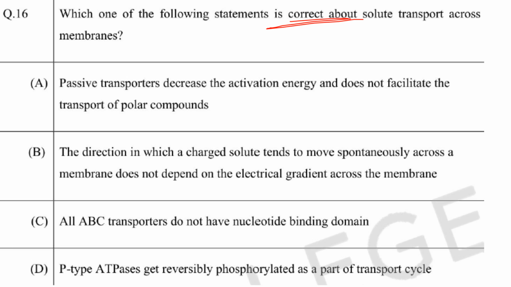What is left out? D. P-type ATPases are reversibly phosphorylated as part of a transport cycle. That's correct, because P-type ATPases transport ions across the membrane using ATP hydrolysis, and they undergo reversible phosphorylation. Examples of P-type ATPases are Na+ K+ ATPase, Ca2+ ATPase. So D is the right answer.